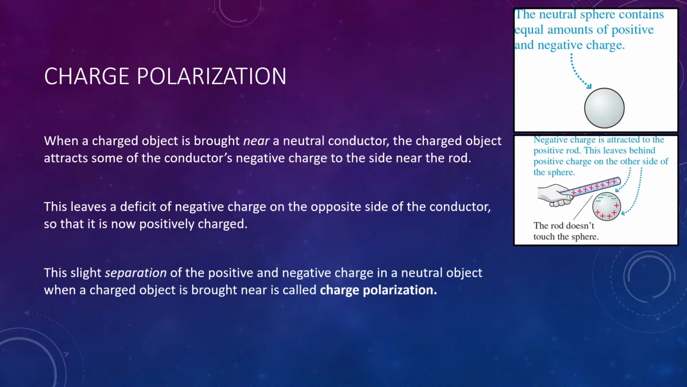It just happens to have equal amounts of positives and negatives. So once that positive rod comes close, the negatives, the opposite charges, are going to be attracted to that positive rod. And the like charges, the positives, are going to be repelled away from the positive rod. So we aren't adding or subtracting either type of charge here, we're simply separating them. Negatives toward the rod, positives away, like you see on the right.